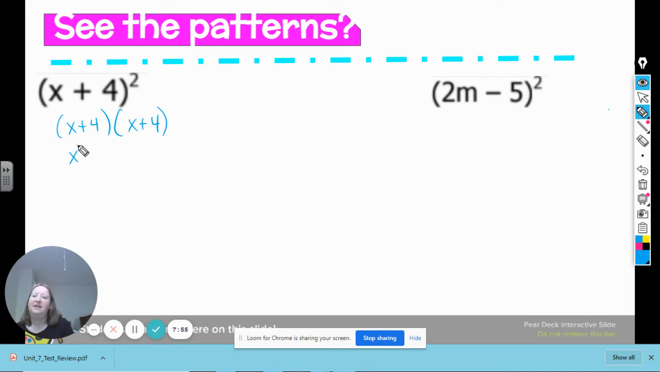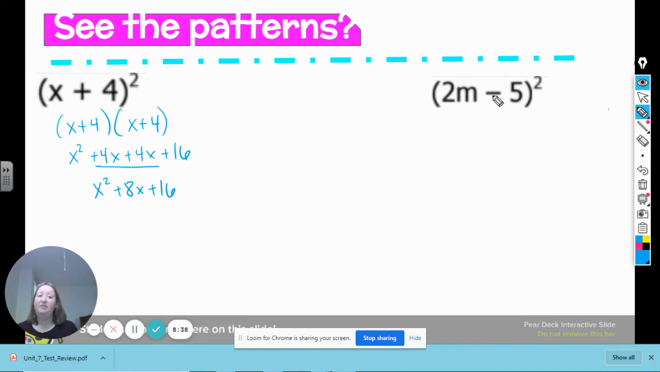X times x is x squared. X times a positive 4. X times a positive 4 again. And then 4 times 4 is 16. Oh, so look what happened. We're combining these. X squared plus 8x plus 16. So this time you added up, or multiplied by 2, I guess you'd say, the number, and that goes in the middle. You square the number, it goes at the end, and you square the first one. So you square the first one, square the last one, and then multiply by 2 to get the middle term.